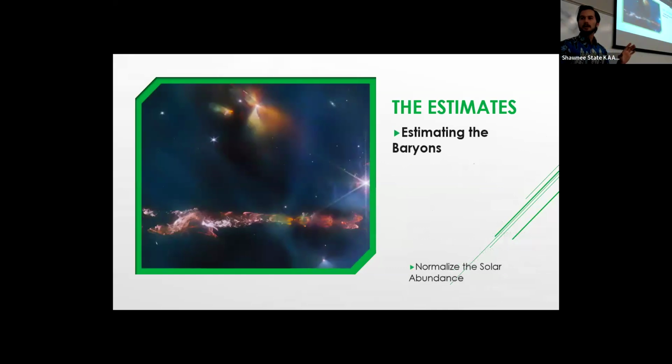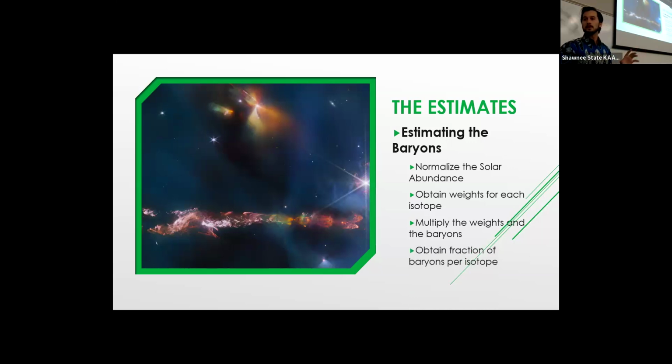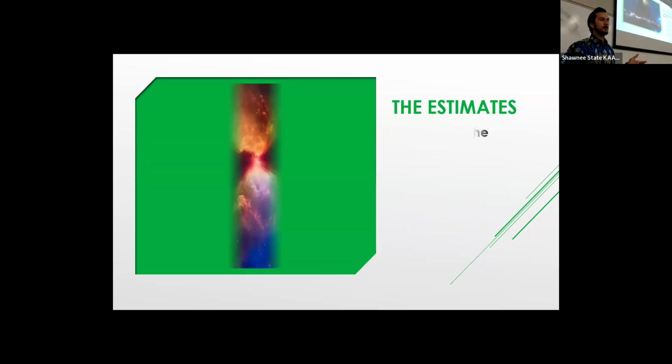So then we'll take that number of baryons and we're going to take that solar abundance graph that we looked at before. We're going to normalize it. We're going to get weights for each individual isotope. And then we're going to multiply those weights by the number of baryons to spread out the baryons across the solar abundance spectrum, so that each isotope has an estimated amount of baryons that would be possibly being created in these neutron star collisions. So then that will give you the fraction of baryons per isotope.